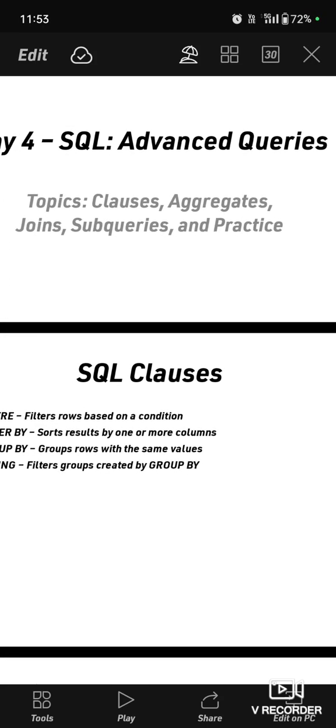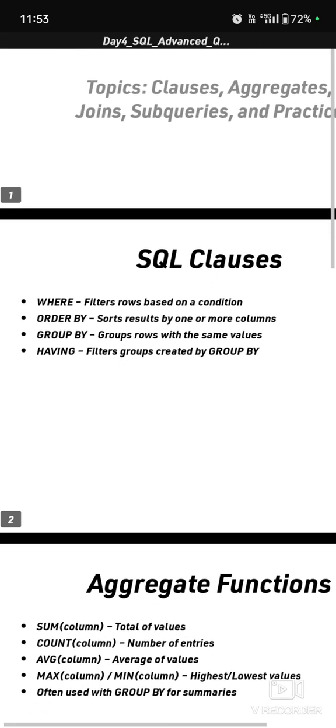Hello everyone, welcome to Day 4. Topics: SQL Advanced Queries. The topics are: clauses, aggregates, joins, subqueries, and practice.